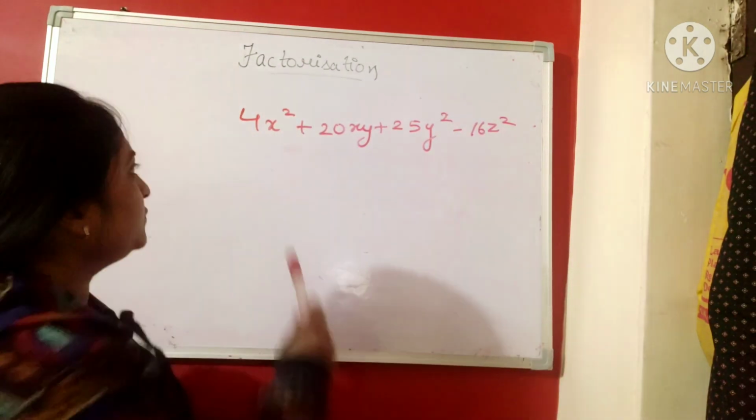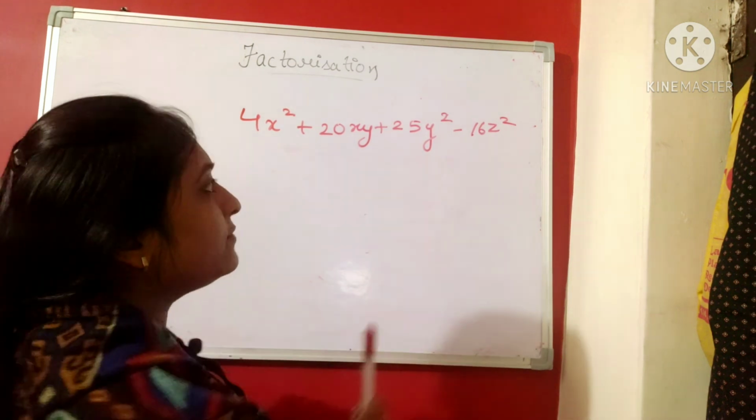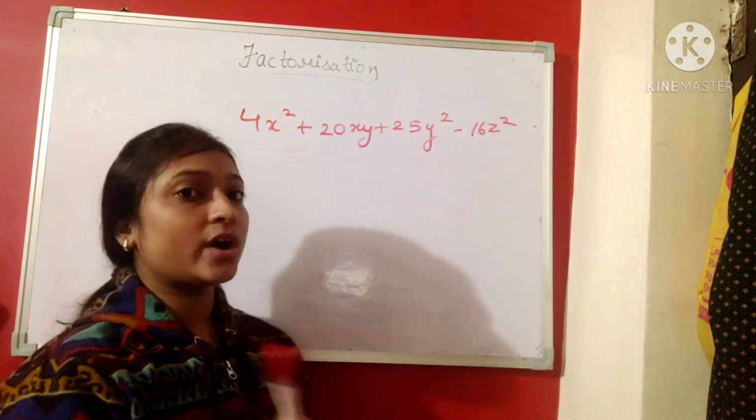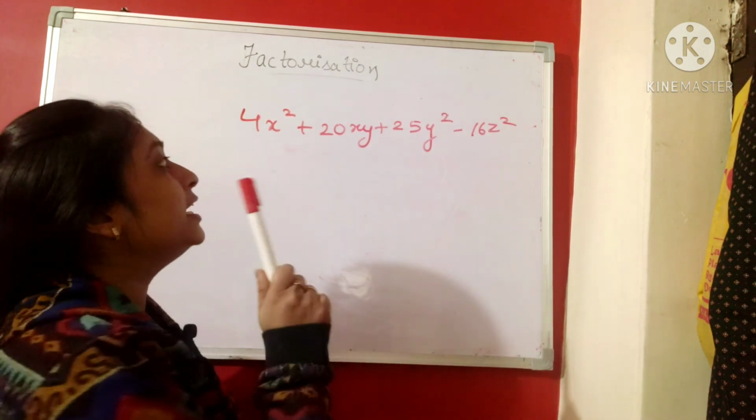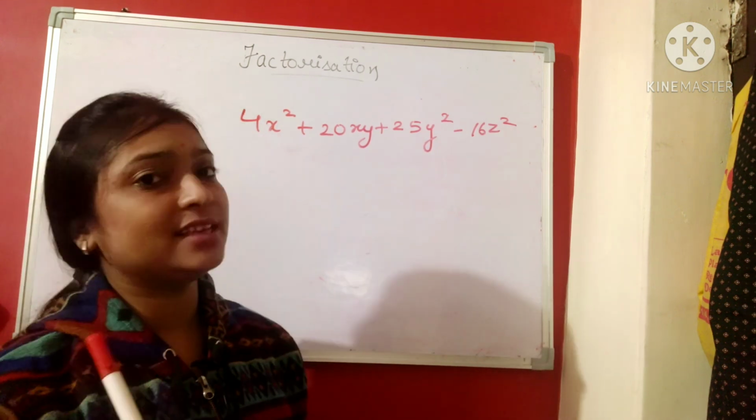Now this is the question: 4x square plus 20xy plus 25y square minus 16z square. It is for you to solve. Please pause it, solve it. Do tell me the answer in the comments.